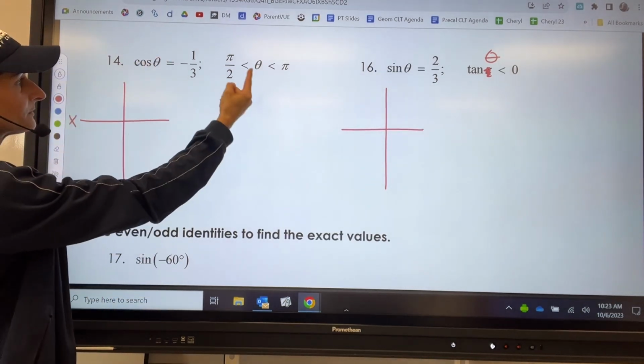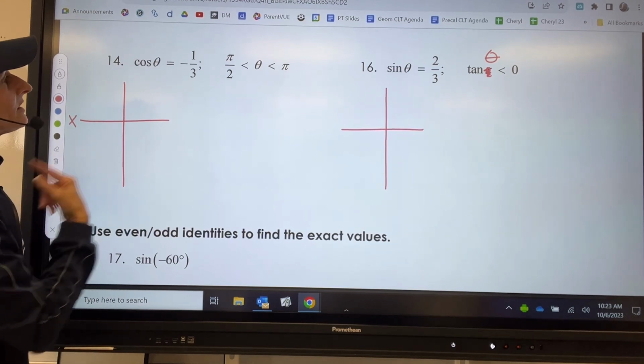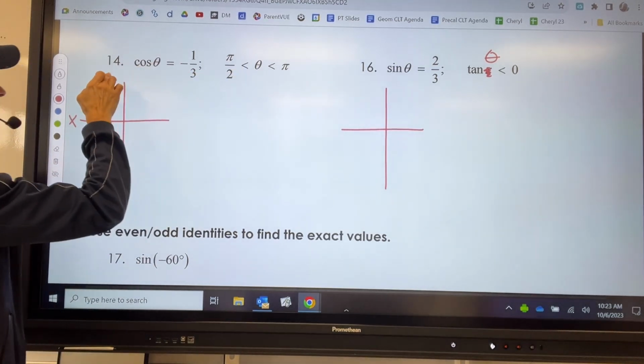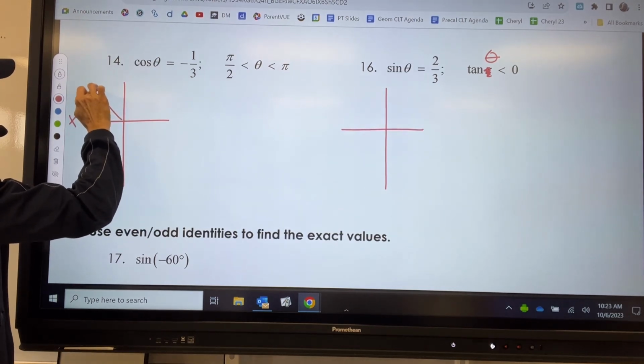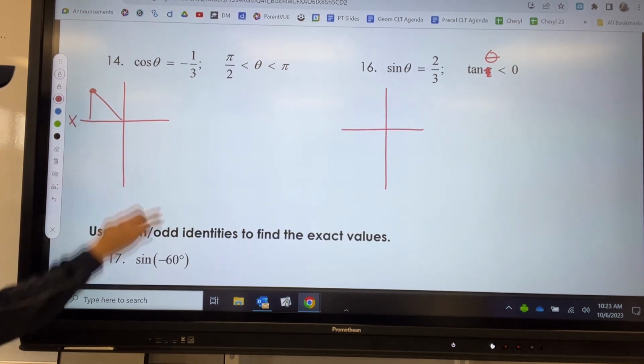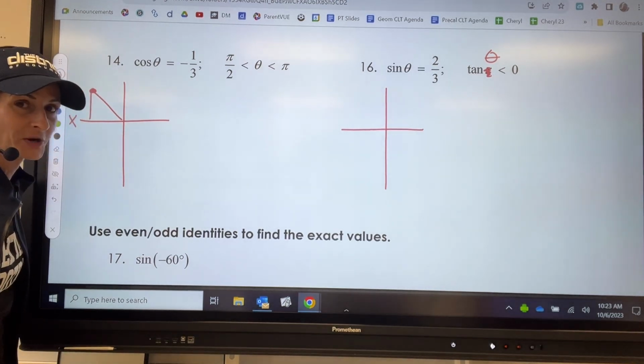Now let's look at the second piece of information. This angle is between pi over 2 and pi. Okay, we now know it's in the third quadrant, so we draw our triangle, and notice we're gonna connect it to the x-axis. Are we good with the triangle?